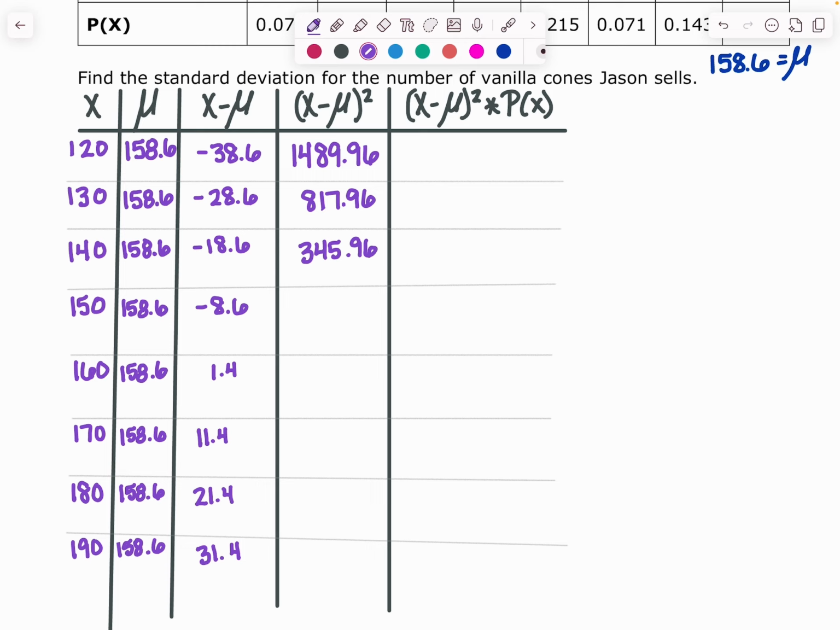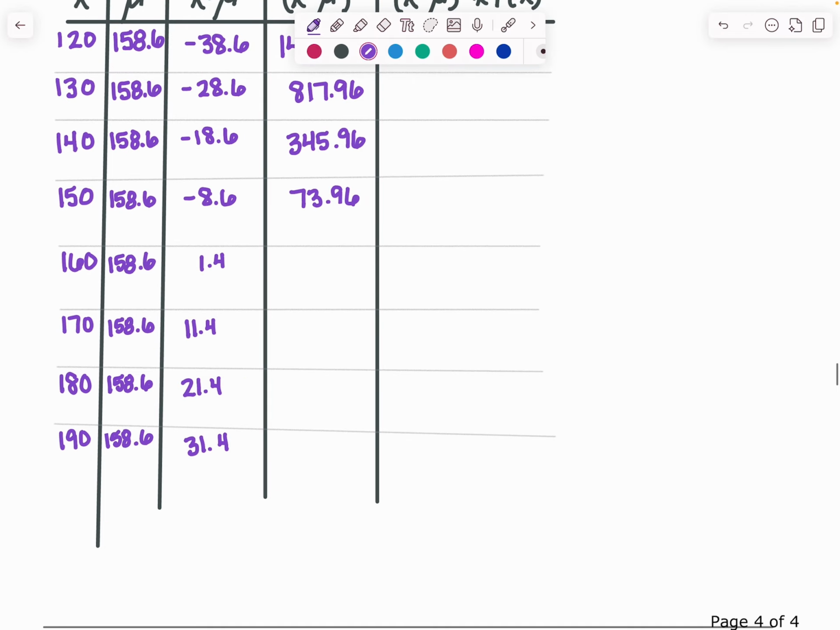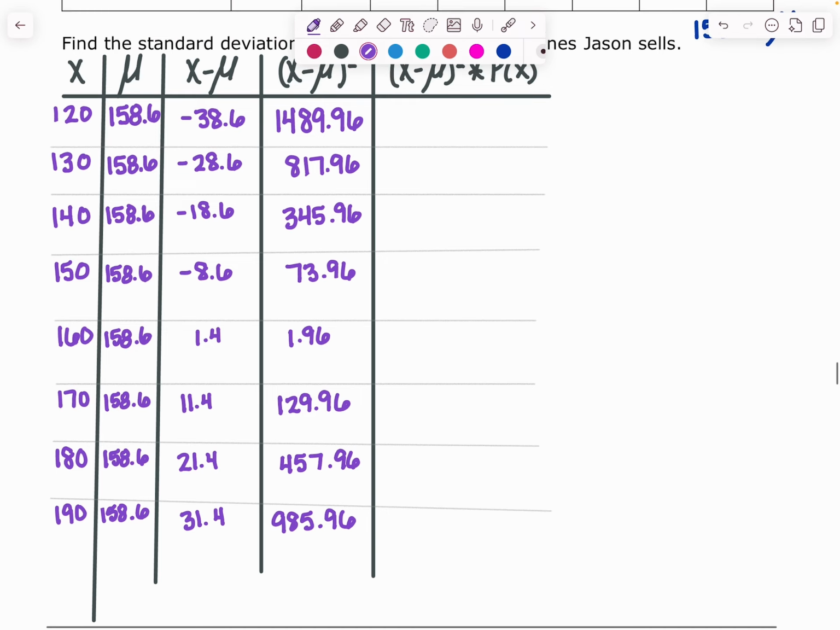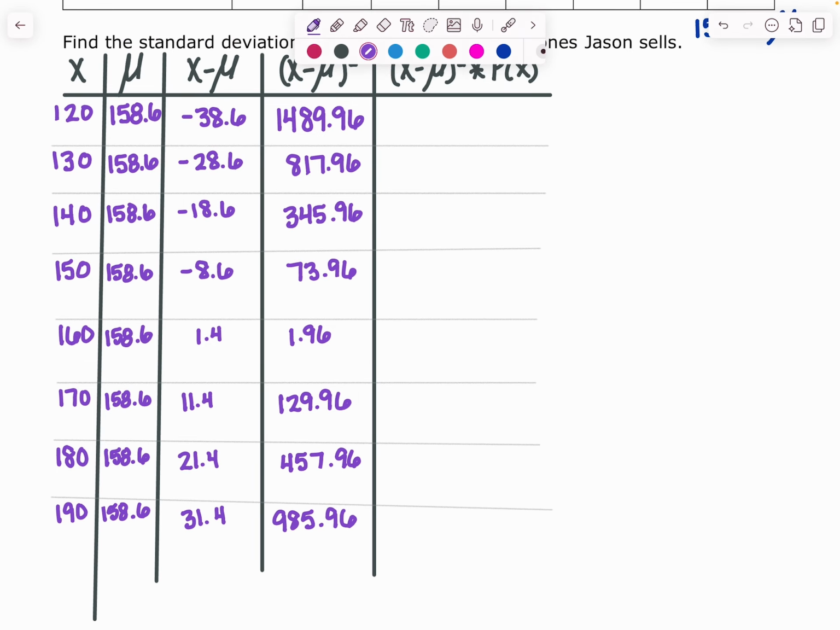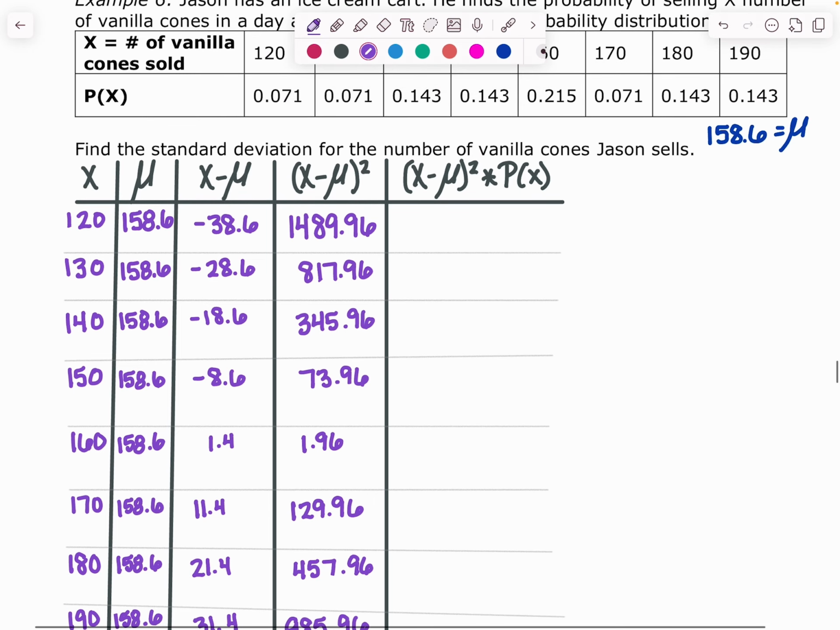Point 96, 8.6 negative squared, 73.96, 1.4 squared, 1.96, 11.4 squared, 129.96, 21.4 squared, 457.96, 31.4 squared, 985.96, and then multiply each of these by the probability.